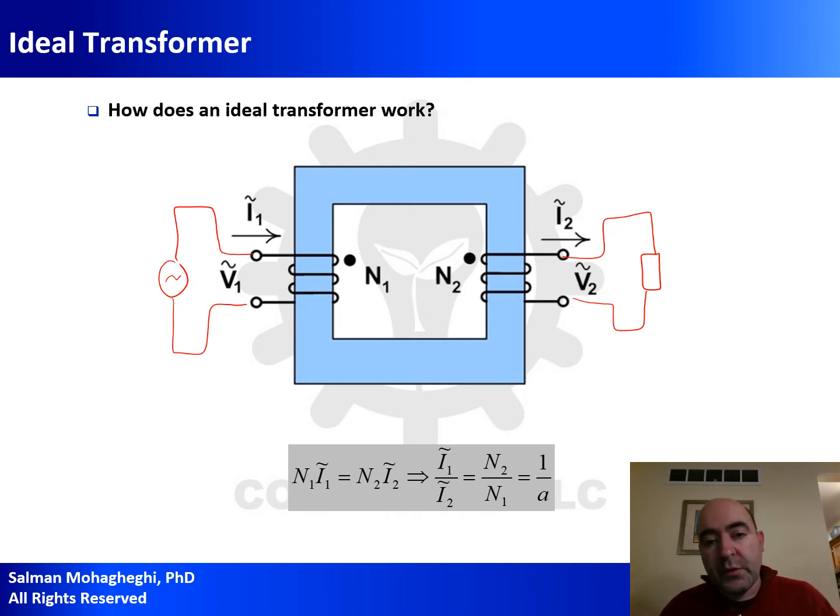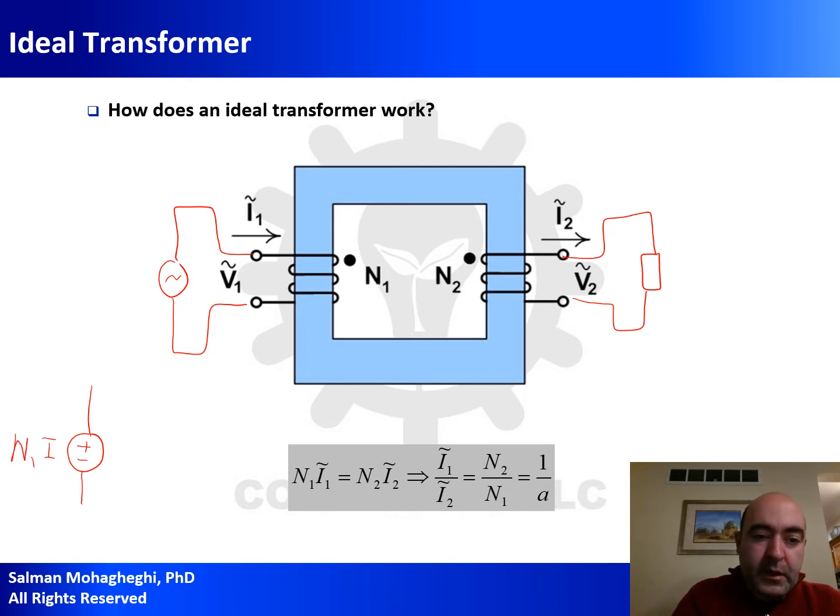So for the first winding, I can model it in an equivalent circuit in the form of a magnetomotive force. This magnetomotive force, again, I'm not going to get into details of this. I'm assuming you remember this from your magnetic circuit courses. I model this as an equivalent voltage source, and the value of it is going to be N1 times I1, the number of turns times the current that is flowing through it. I can do the same thing to the secondary winding, and this is going to be N2 times I2. There are no other coils, so essentially these two are going to be connected to one another.